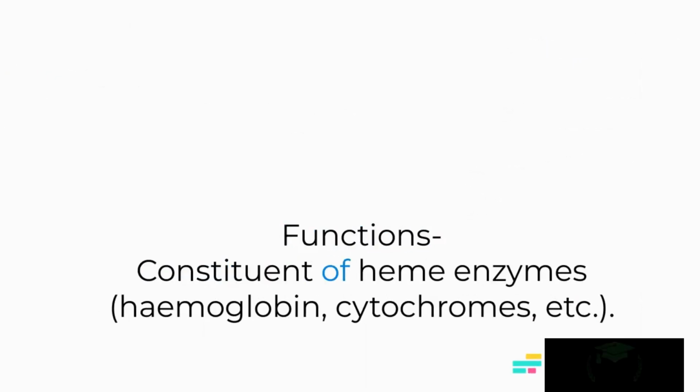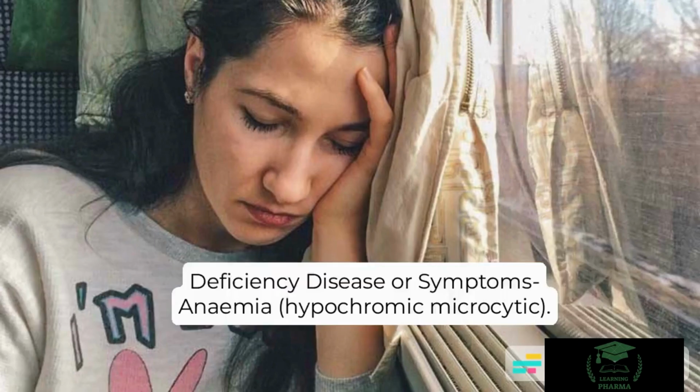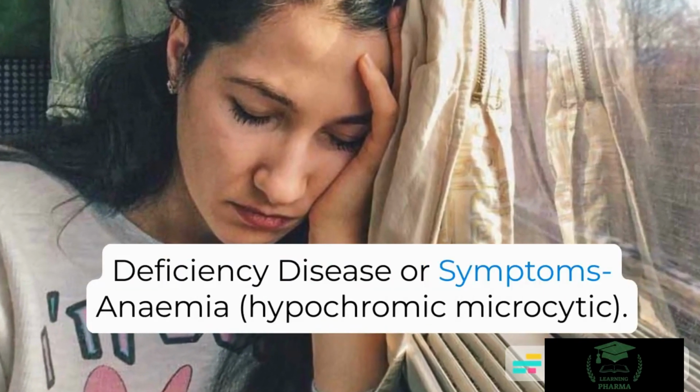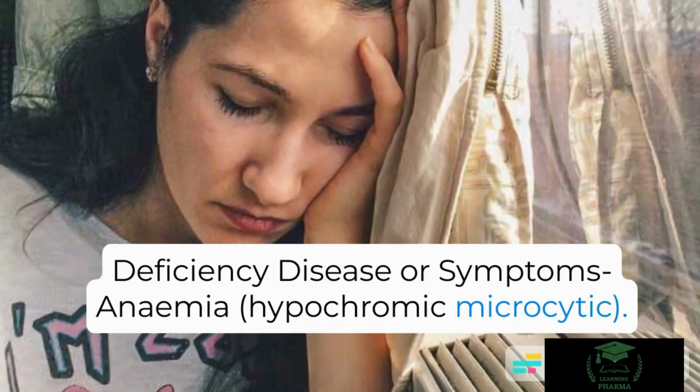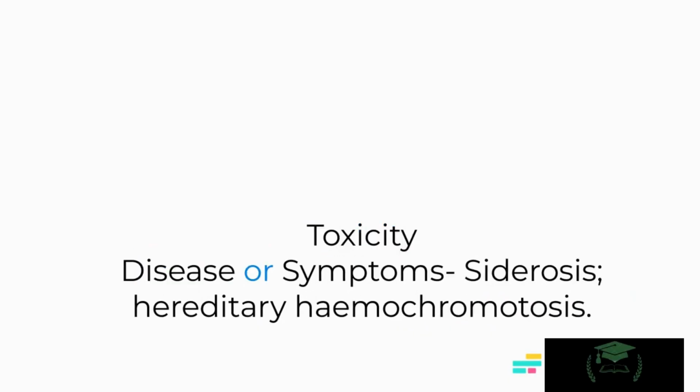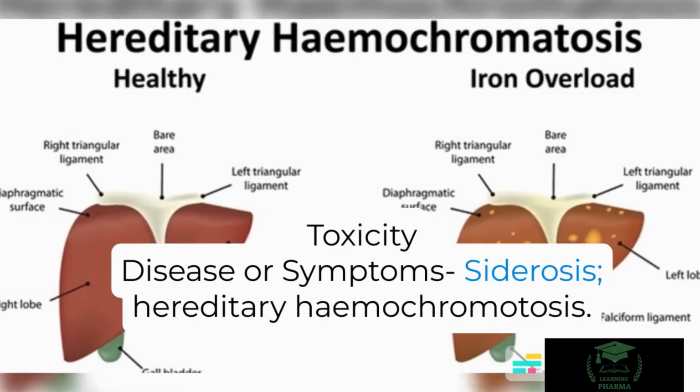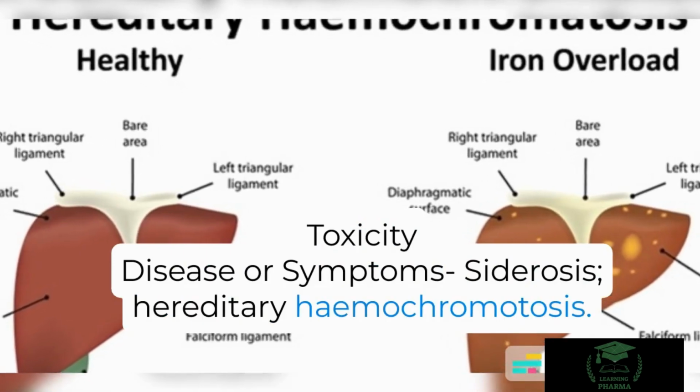Functions: constituent of heme enzymes, hemoglobin, cytochromes, etc. Deficiency disease or symptoms: anemia, hypochromic microcytic. Toxicity disease or symptoms: siderosis, hereditary hemochromatosis.